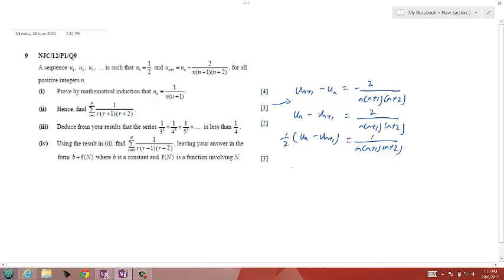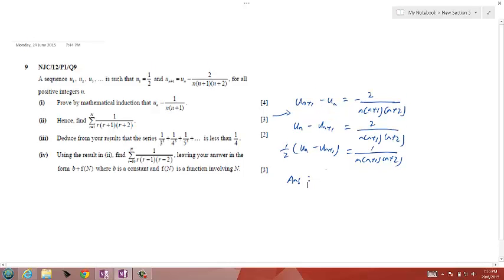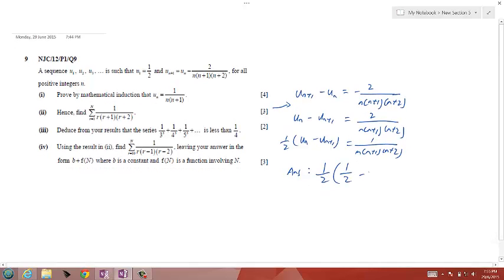The final answer will be, after applying the method of difference, half bracket, half minus 1 over capital N plus, oops. Okay, this will be the final answer of part 2 after applying the method of difference. I believe you can get it right until here.